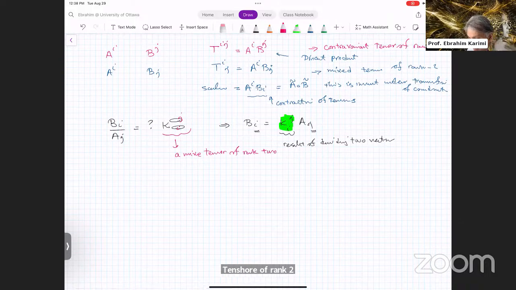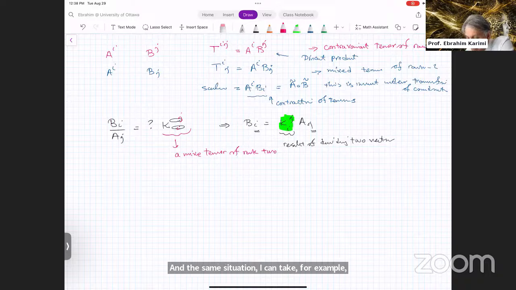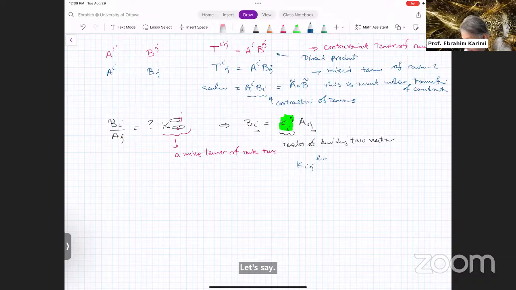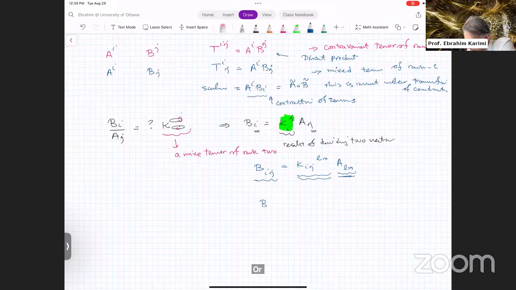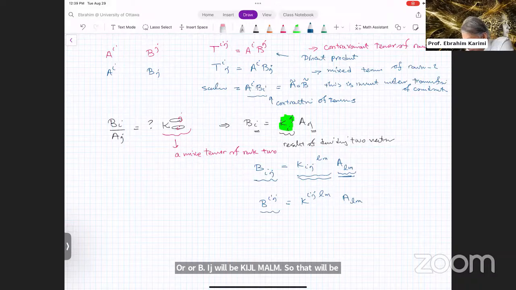And the same situation, I can take any other, for example, K^ij_lm A_lm. The result of this will be B^ij. So dividing this tensor by that one gives a tensor of rank 4, which is a mixed tensor, or B^ij will be K^ij_lm A^lm. So that is dividing a contravariant tensor of rank 2 by a covariant tensor of rank 2. The result of this will be a tensor of rank 4.